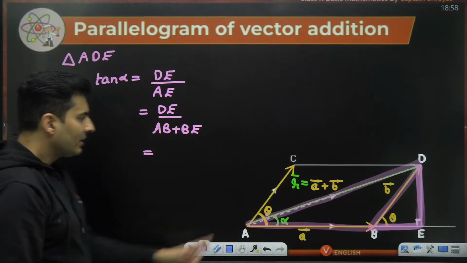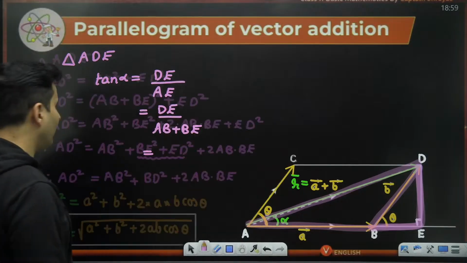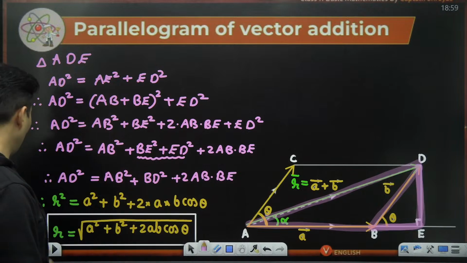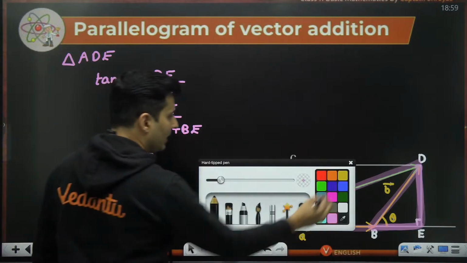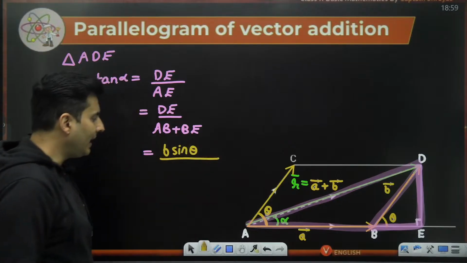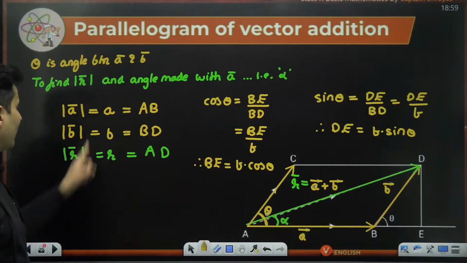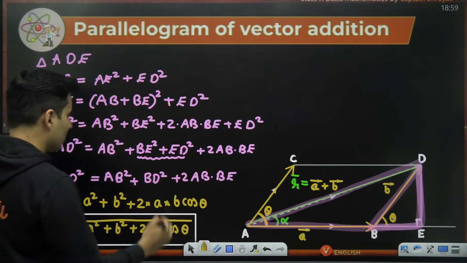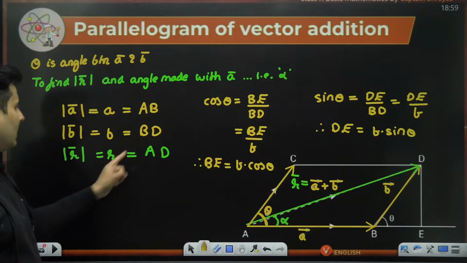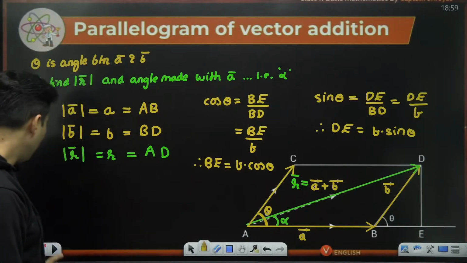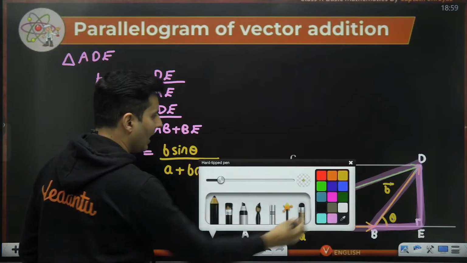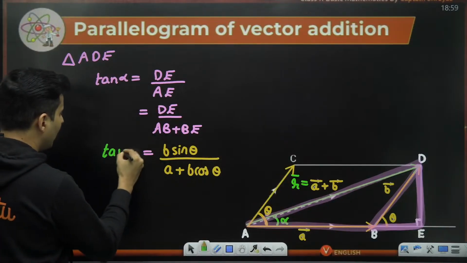Observe. What is DE? I think I found it out over here. DE is nothing but B sine theta, which I have already found. What is AB? AB also I found out over here. It is the magnitude of the vector A, so I can just put A over here. What is BE? BE is nothing but B cos theta. So just put B cos theta over here, and I have found out what is tan of alpha.